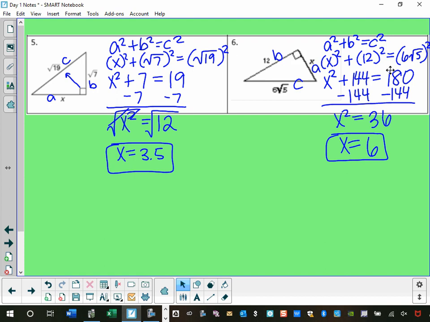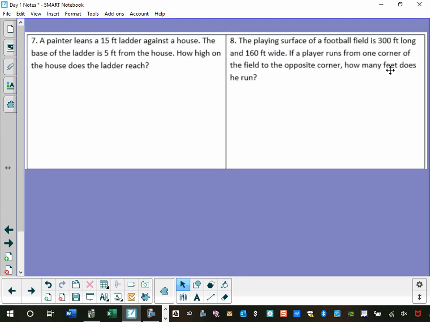Any questions here? All right, now we're going to do our word problems. Look at number 7. Turn the page.